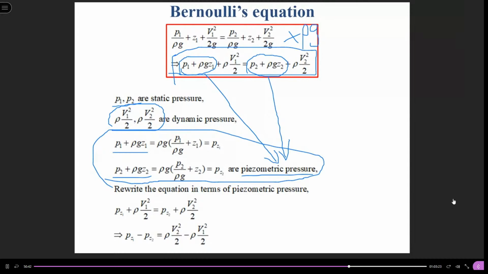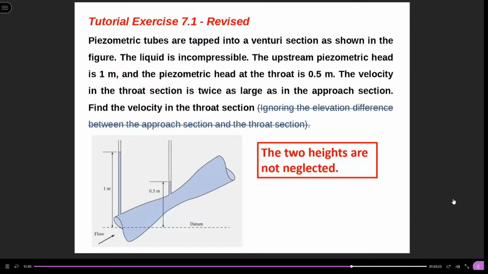So rewriting the equation in terms of piezometric pressure, the Bernoulli's equation can be changed into this form. Right? Based on Bernoulli's equation, the flow rate can be measured by a venturi meter.